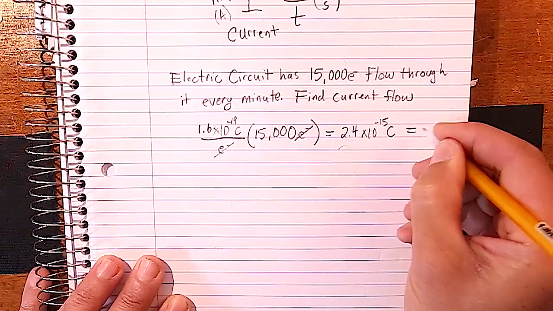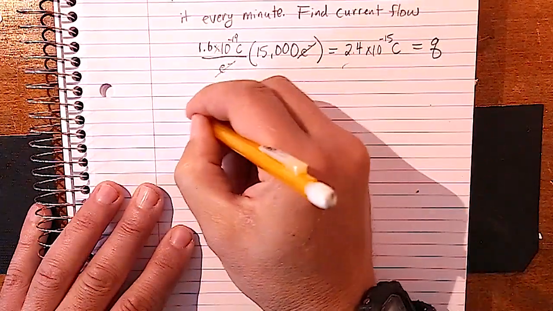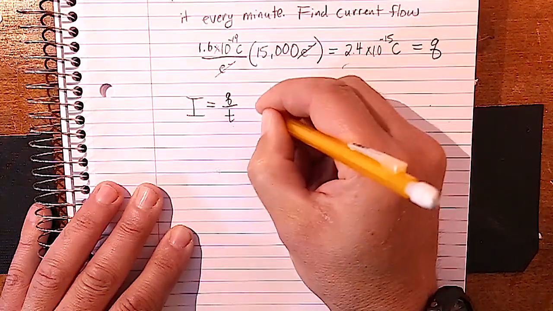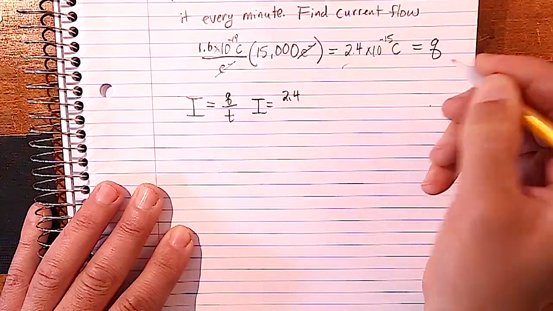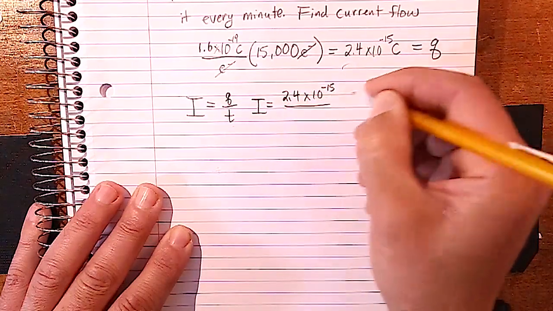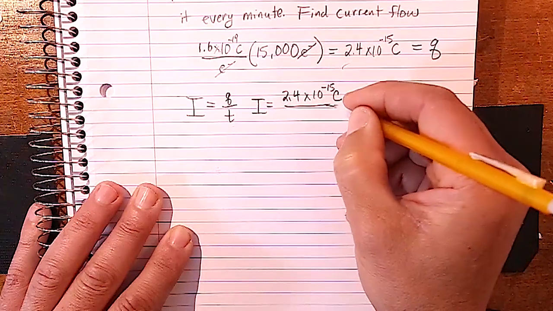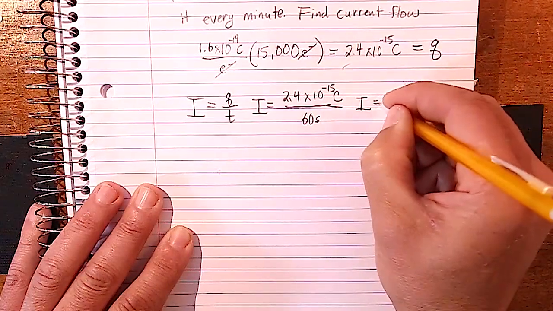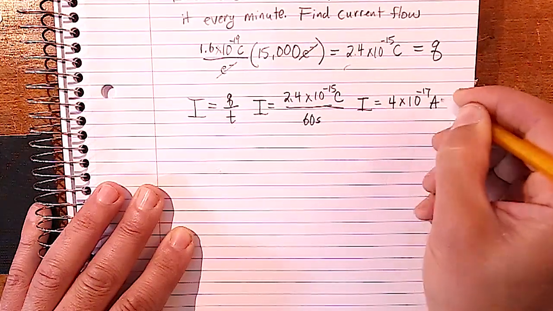What is that? Well, that's our Q. So now we're ready to use I equals Q over T. So we have I equals Q over T. And what's our charge? Well, we just found that. That's 2.4 times 10 to the minus 15th. And our time was given in minutes, so we have to convert that to seconds. 1 minute is 60 seconds. So that gives us a current flow of 4 times 10 to the minus 17th amps.